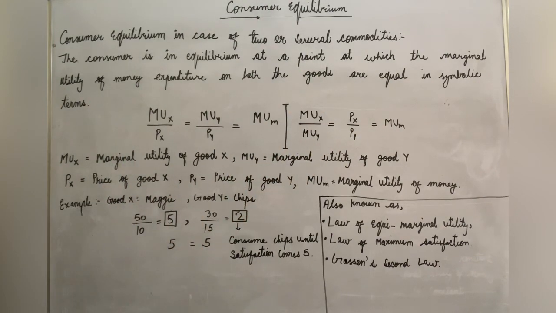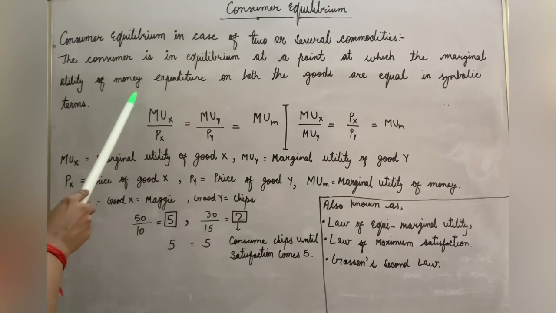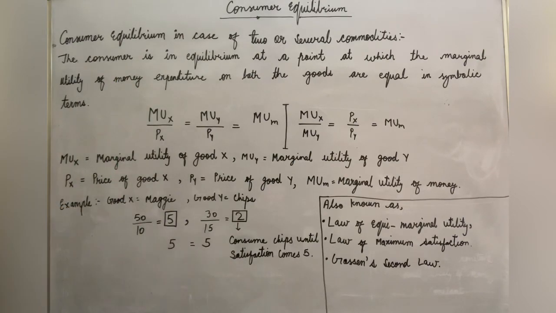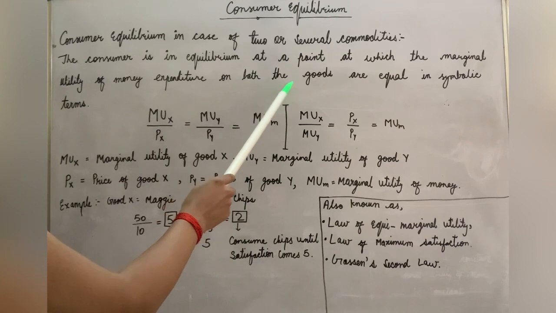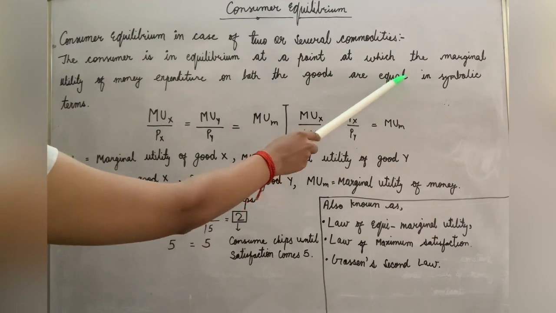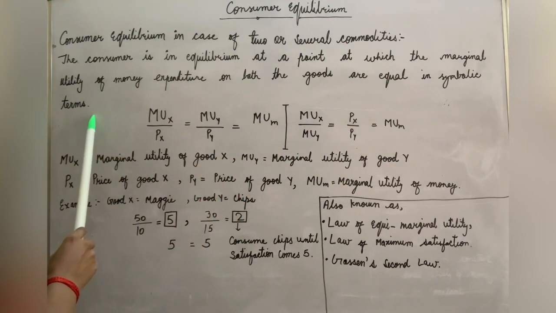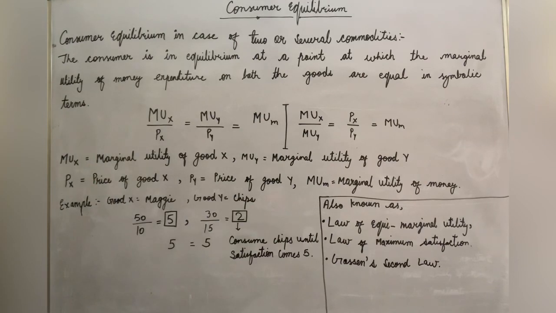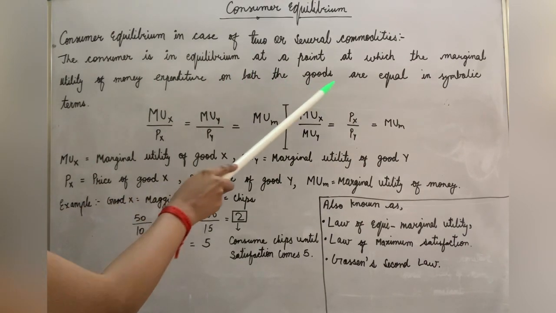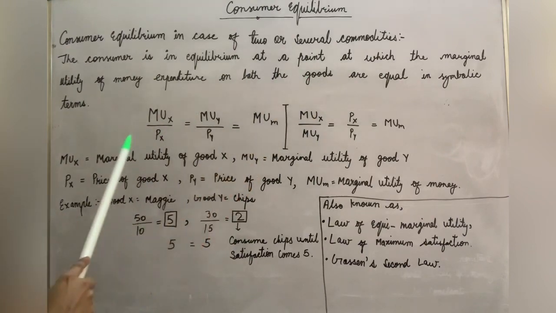What is the meaning of marginal utility of money? It means the constant money that we are using to purchase a commodity. And we are going to purchase two commodities that are equal in symbolic terms. Symbolic terms means in number form. It means that the ratio of the two commodities is equal. How will the ratio of the two commodities be equal?